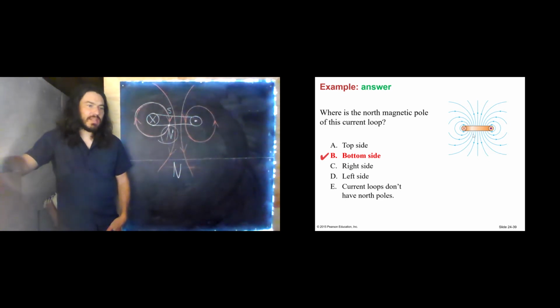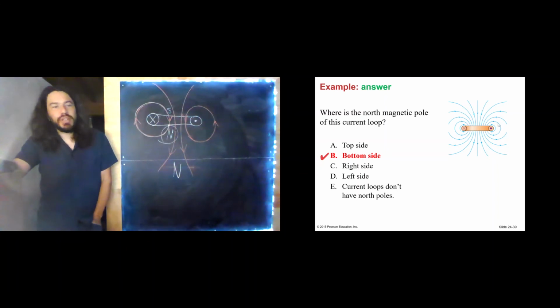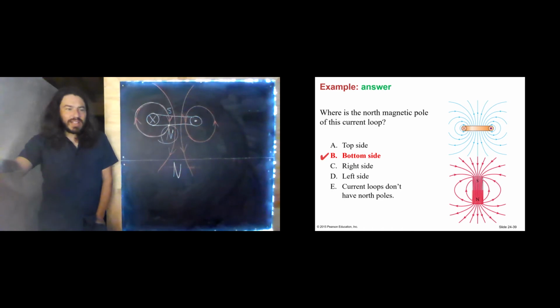So here's a quick sketch that's much tidier than mine is. Notice it still has all of the features, however. Down in the middle of the loop, up on the outside of the loop, everywhere on the inside of the loop has a field in the same direction. Notice that this does look just like a bar magnet. And so it really does have a well-defined south pole on the top and a well-defined north pole on the bottom.